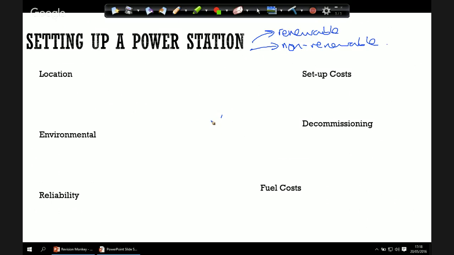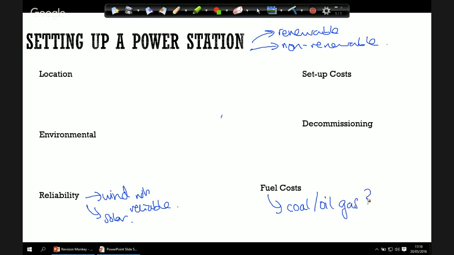So in your decision, you need to think about, is the energy going to be reliable? So for example, wind is not very reliable. And things like solar, that's not particularly reliable because it's not going to be sunny all the time. But fossil fuels are really reliable, and you can run those all of the time, continuously. You've got to think about things like the cost. So for example, what is the cost of coal or oil or gas at the time, and which would be the best one to use?